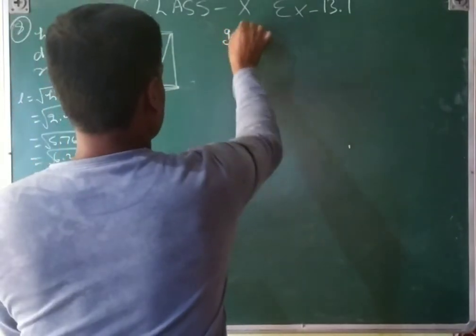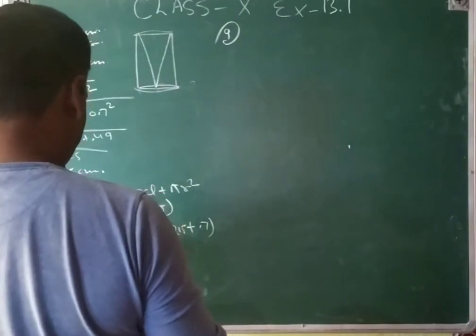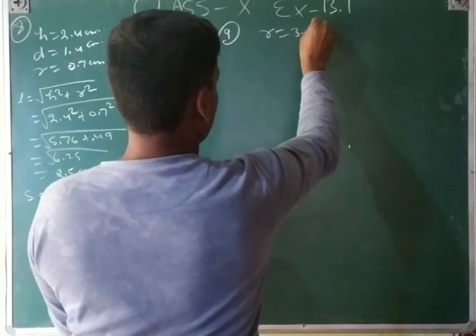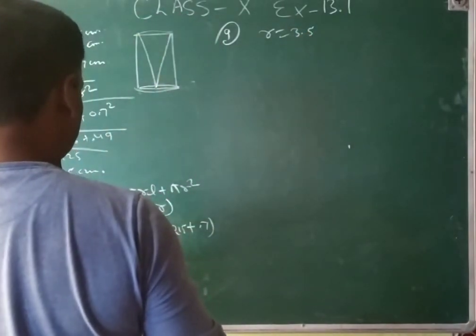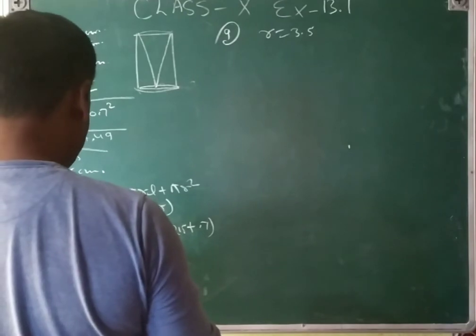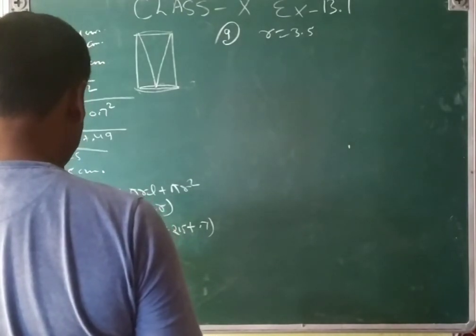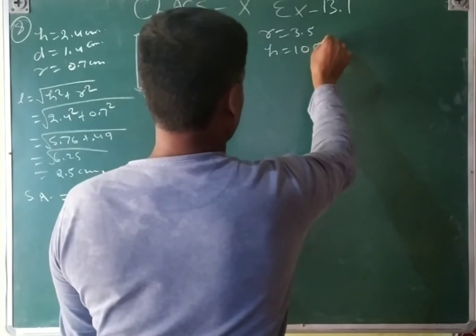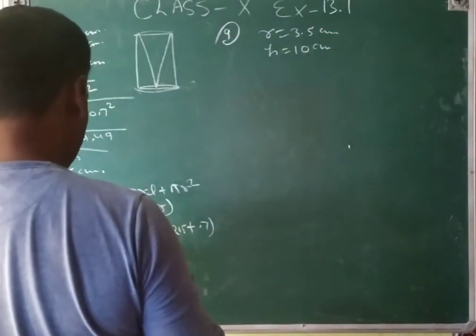Ninth question is that a diagram is given there. So R is equal to given 3.5 and then height is 10 centimeter. H is equal to 10 centimeter. So find the total surface area of the article.